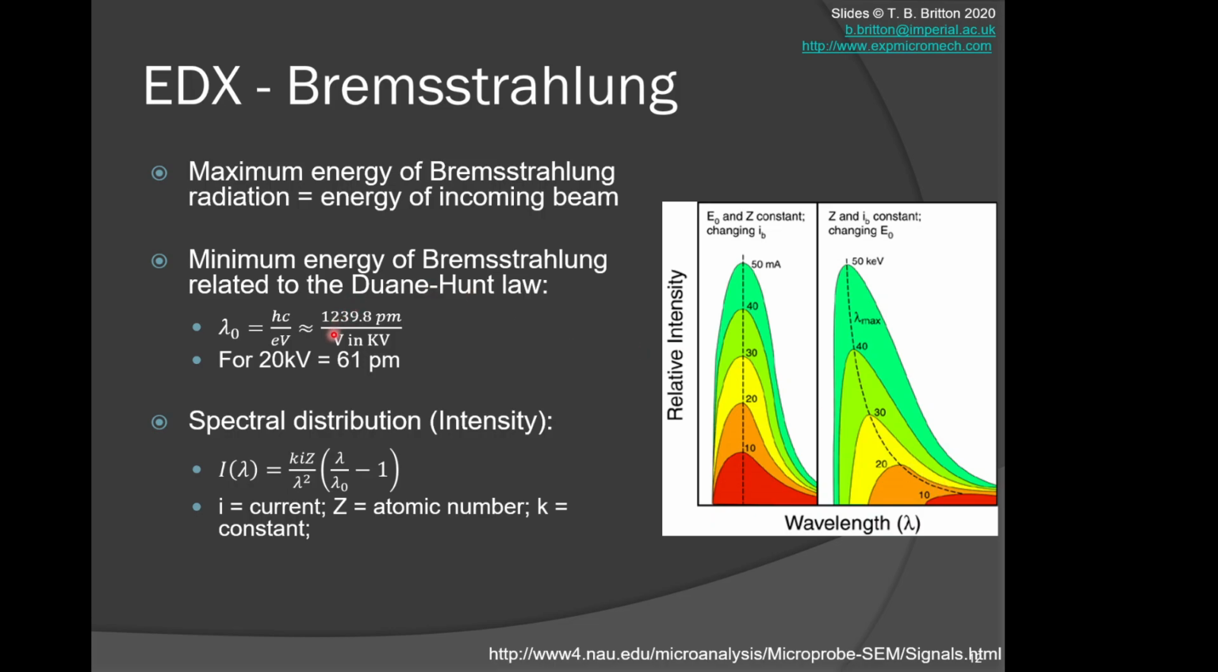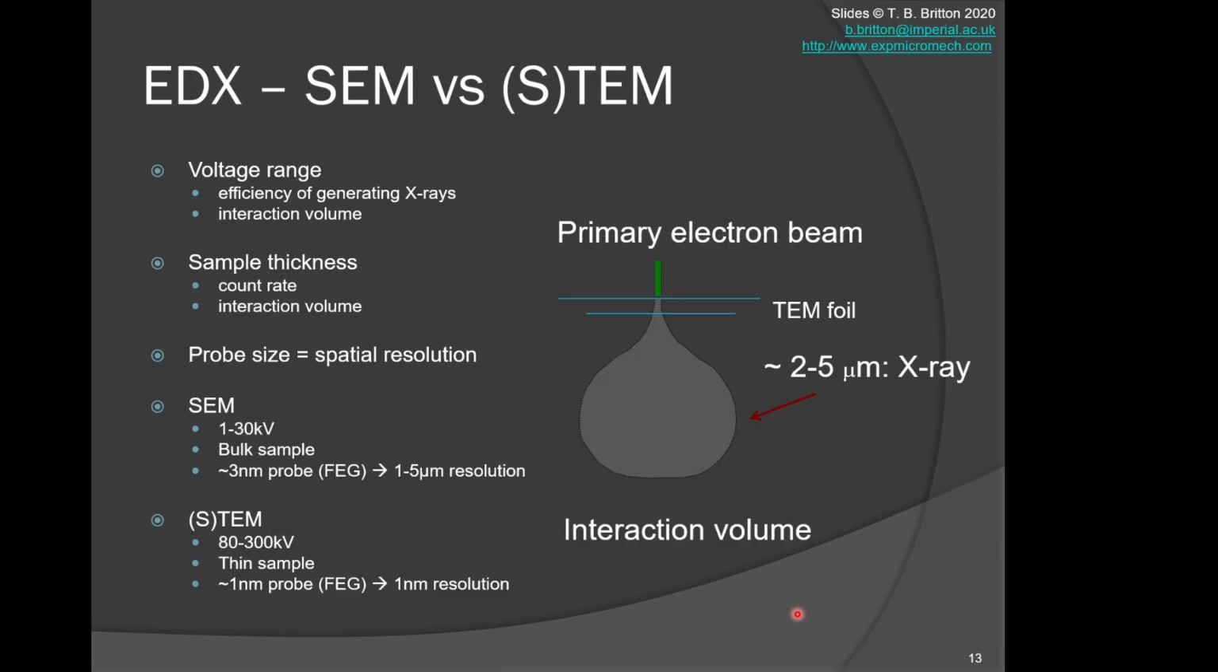And we can have some very simple relationships. The Duane-Hunt law tells you about the minimum energy of the Bremsstrahlung. The spectral distribution can be written down like this. These are taken from the signals that are generated in this description here. Now, the shape of the Bremsstrahlung is particularly indicative and useful to know because that can tell us about the volume of material through which the scattering happens.